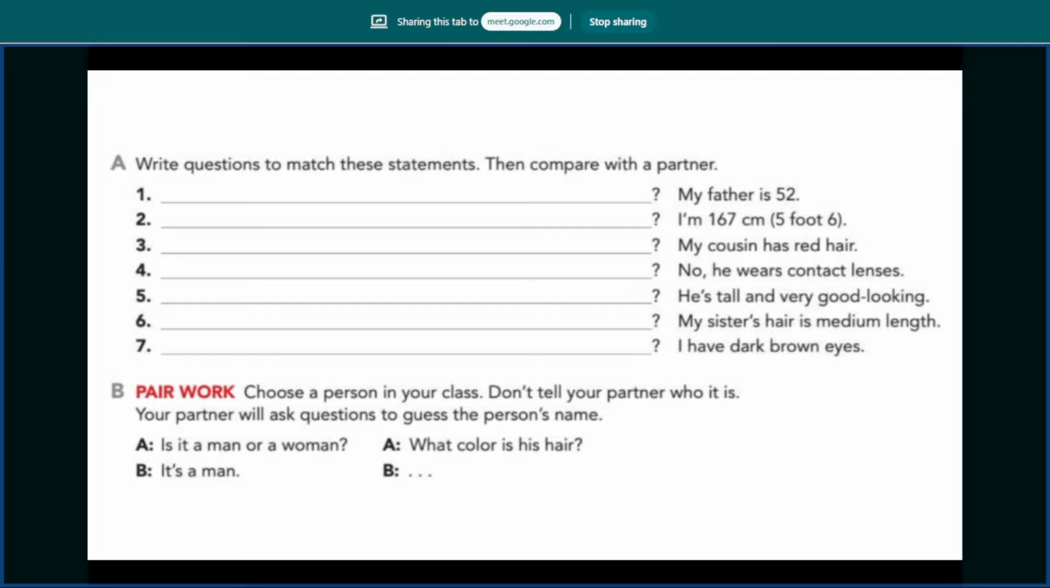Okay, last one. What your eyes color? What color eyes do you have, or what are your eyes color? You can say that too. What color eyes do you have? That's a better one. I have dark brown eyes.